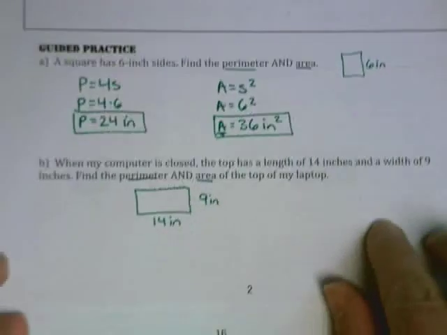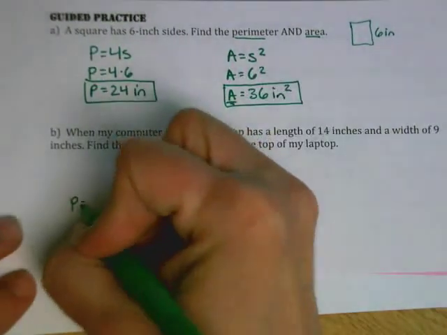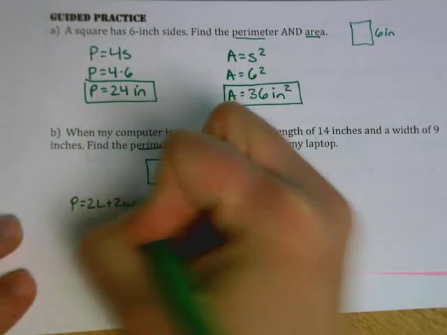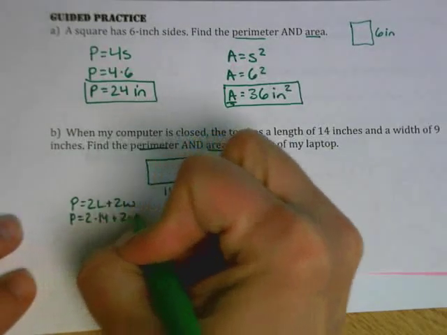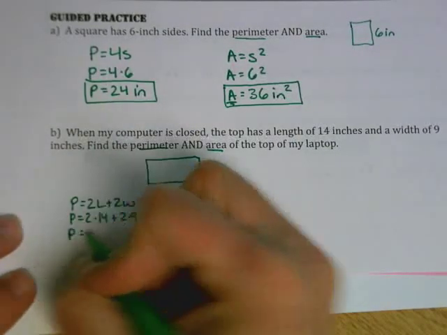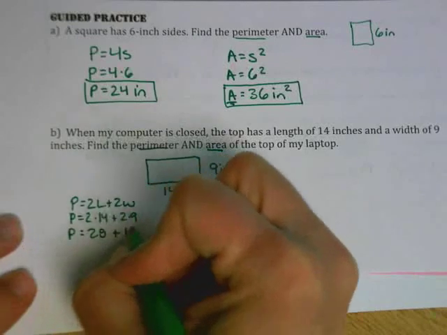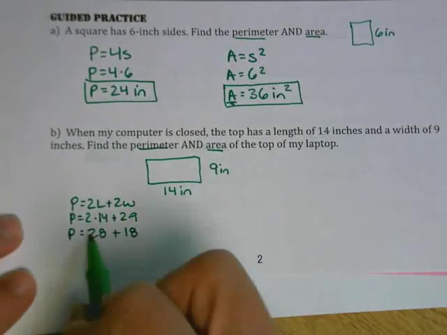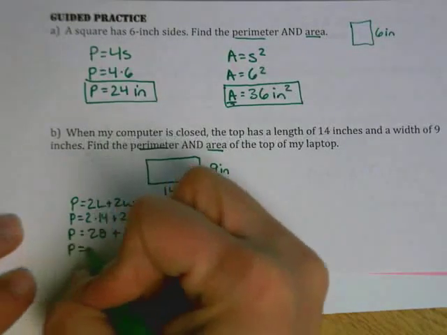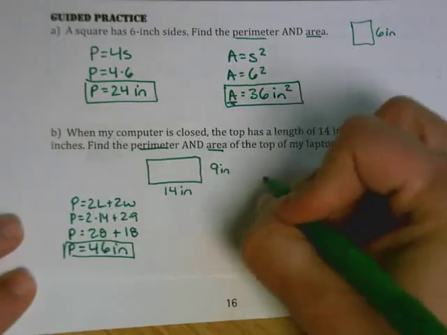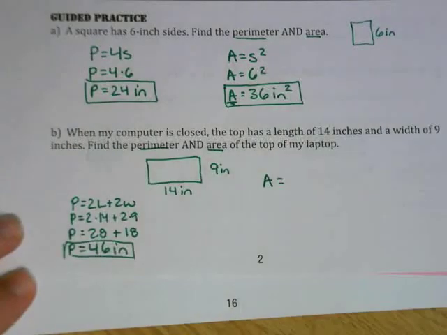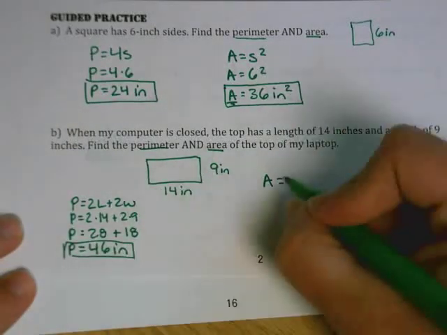So if I move back down, the perimeter of a rectangle, 2L plus 2W. 2 times 14 plus 2 times 9. That's going to give us 28 plus 18, which would be what? 30 plus 16 is going to be 46. Just inches, because that's just the distance around my computer. There's its perimeter. And the area, we'll go over here, is length times width.